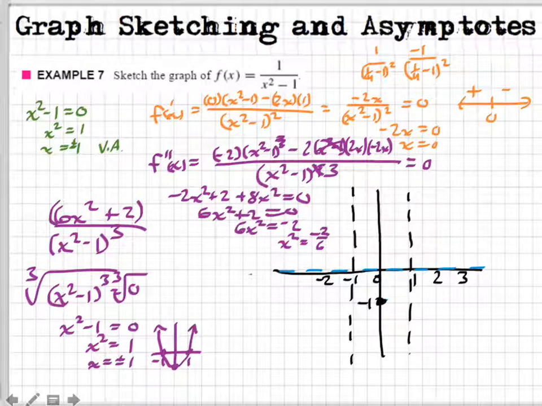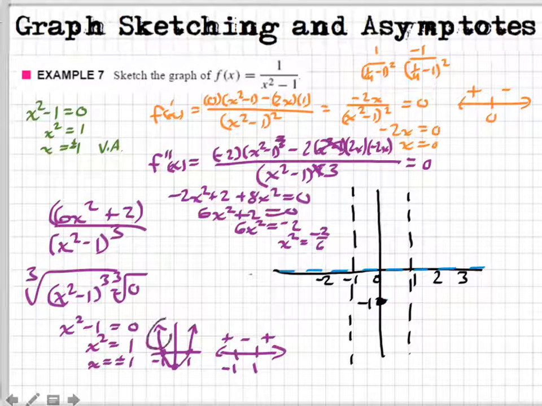So actually, that's what our sign line graph is going to look like with our second derivative. We have a -1 and a 1. We have a negative in the middle, and then we have positives on the left and the right because that's where our line is above the x-axis.